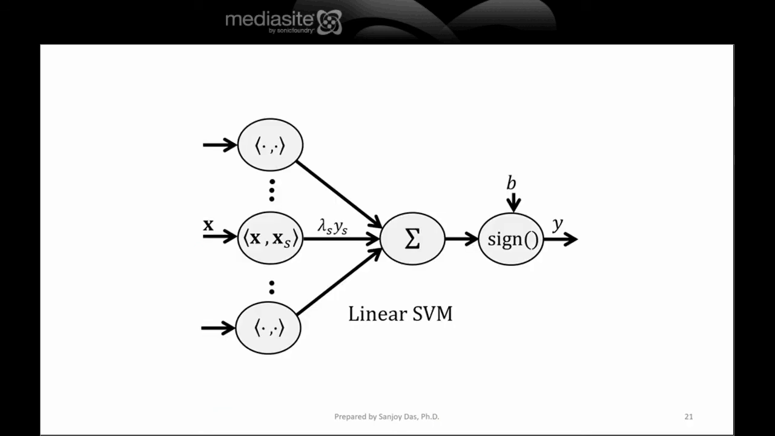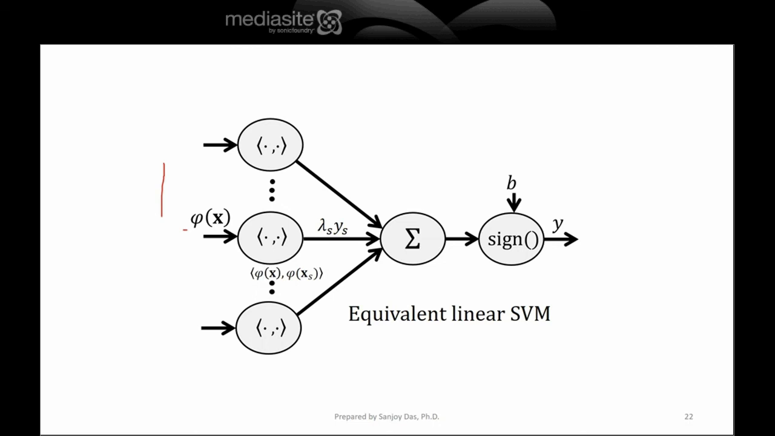This is what the linear SVM looks like, and this is what the linear SVM would look like if we were to operate in that unknown space. So we would be inputting phi of x, and then computing the inner products before we do the summation and the bias to give us the estimated label of the input sample x. But we don't have to map anything to the unknown space.